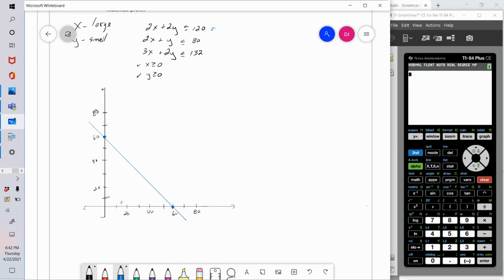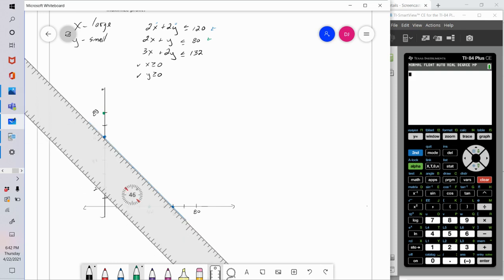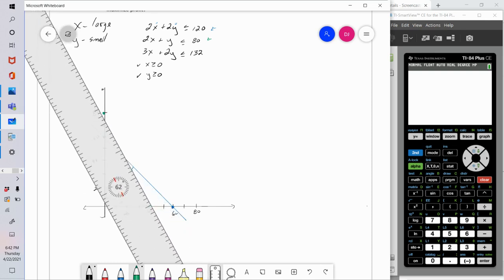And again, if x and y are equal to 0, we're going to shade below. In fact, if you check all three of those inequalities, you'll notice we're always going to shade below all three of them. For the second one, which I'm going to use green, if x is 0, y is 80. If y is 0, x will equal 40. So we'll graph that line.